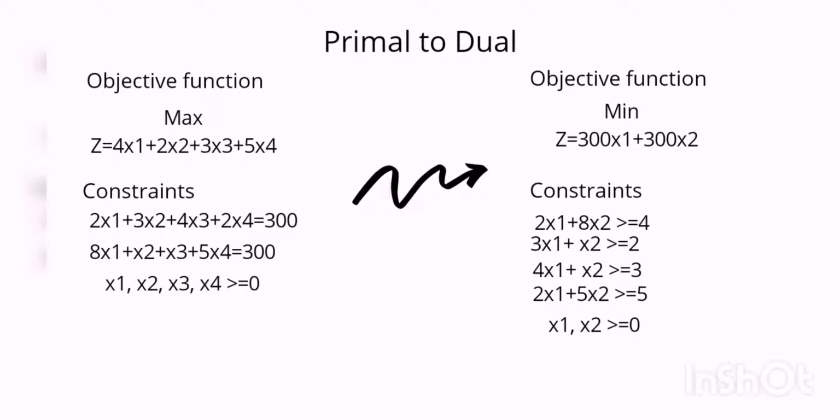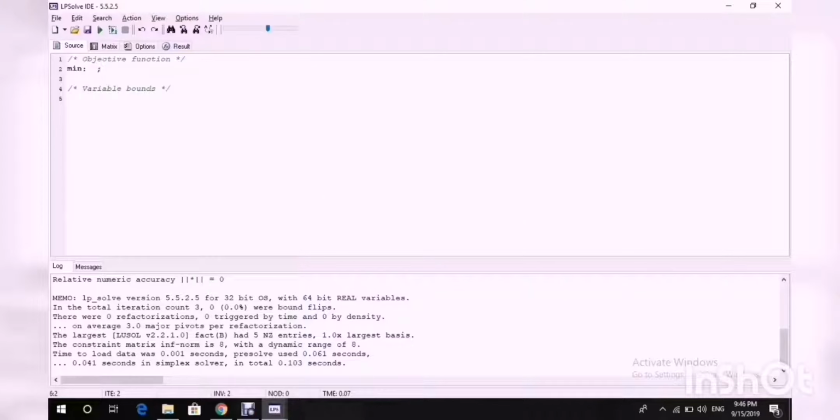First, you have to change the primary objective function and constraints to the dual objective function and constraints. The application that we use to solve this problem is LPSolve IDE 5.5.2.5. The objective function is minimum z equal to 300x1 plus 300x2.